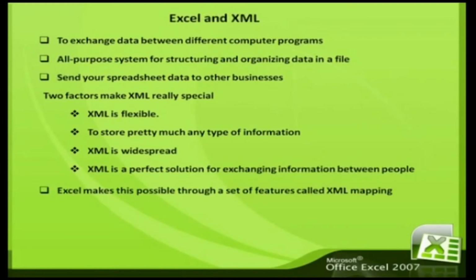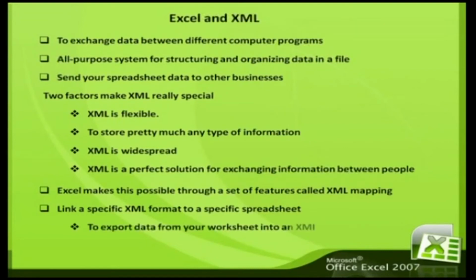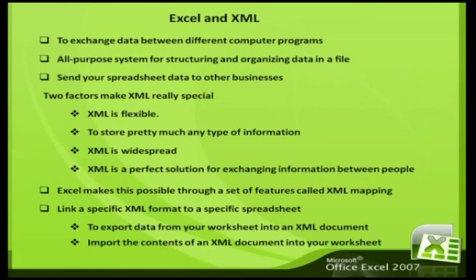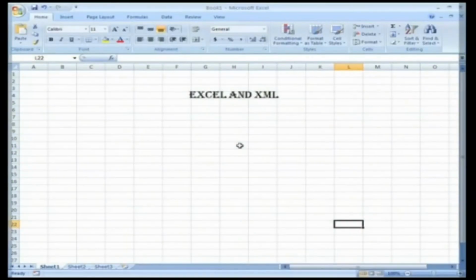Excel makes this possible through a set of features called XML mapping. XML mapping lets you link a specific XML format to a specific spreadsheet. Once you set up this link, you can use it in two ways: to export data from your worksheet into an XML document, or to import the contents of an XML document into your worksheet.